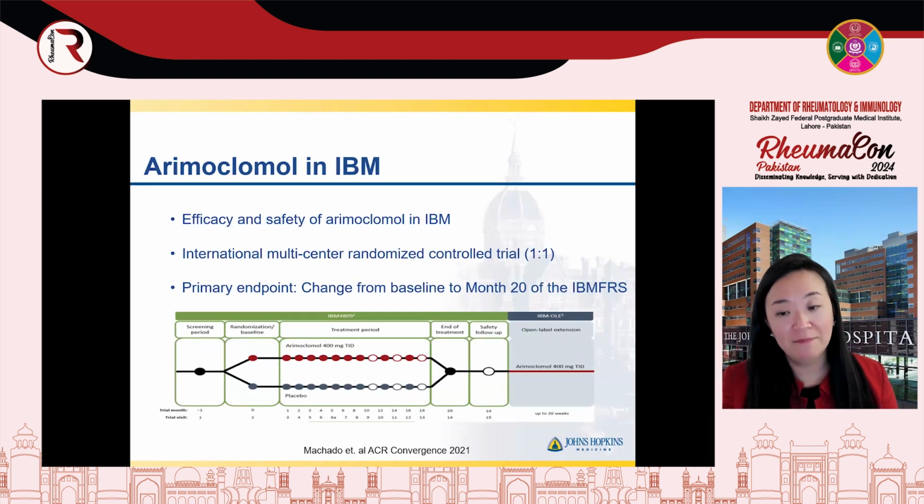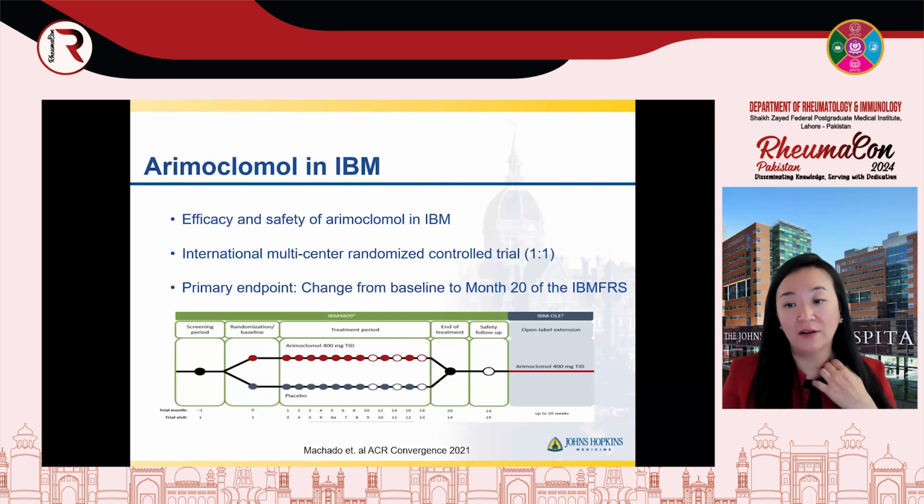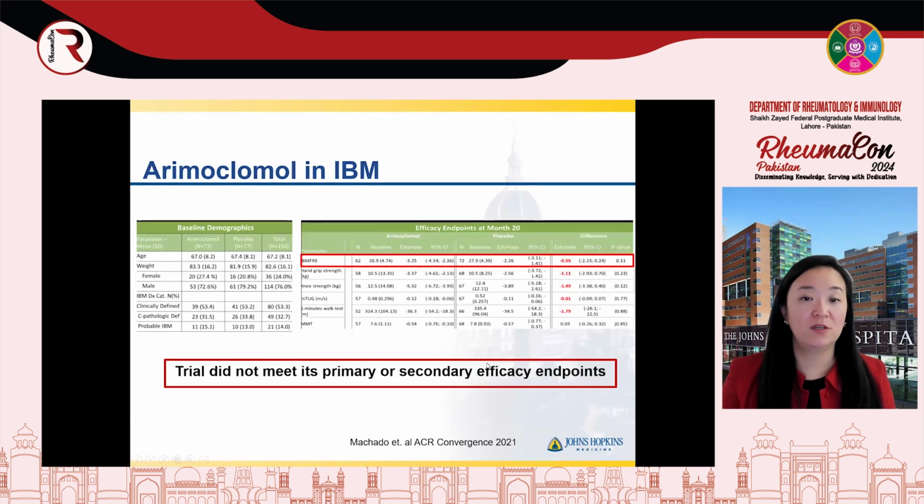Machado in the UK and other colleagues, including a site at our Hopkins Myositis Center as well. We enrolled patients in a multi-center clinical trial to receive arimoclomol. And you can see here the treatment period: either you got placebo or arimoclomol 400 milligrams 3 times a day. And unfortunately, as you can see here, the trial did not meet its primary or secondary efficacy endpoints.